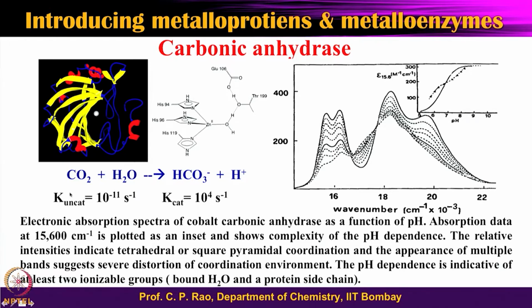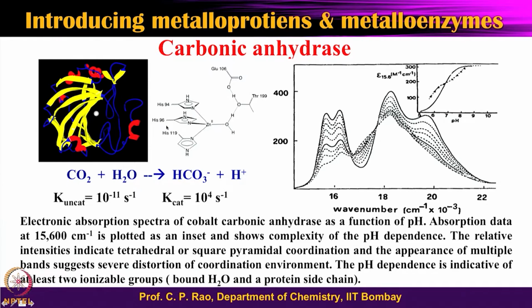So, what is the reaction? We know very well, CO2 plus H2O gives HCO3 minus plus H plus. If there is no catalyst, that means no enzyme, the rate is 10 power minus 11 per second, and if there is a catalyst or an enzyme, it is 10 power 4. See the kind of acceleration. So, what is the real rate enhancement? It is from minus 11 to plus 4, which is nothing but 10 to the power of 15. So, that is a huge increase in the reaction rate.